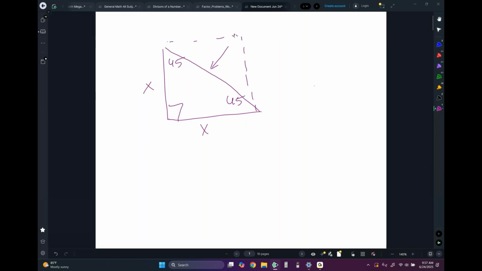So what if I said this was 12? Now, listen, if these were 12, this is easy. If those are both 12, then this is just 12 root 2, right? That's easy. Agreed? Okay, but it's not. I'm telling you, these are.